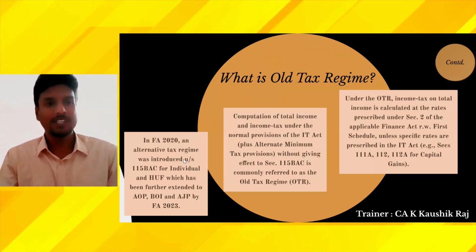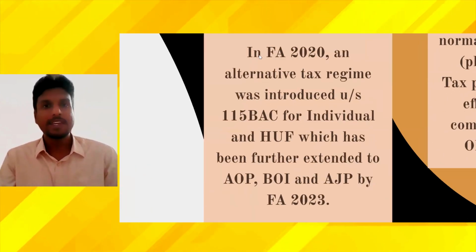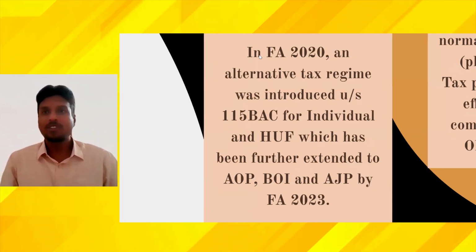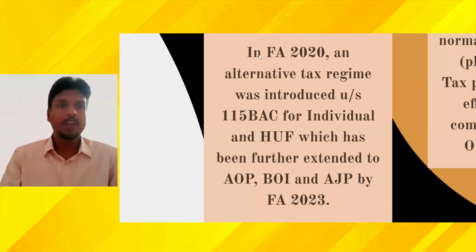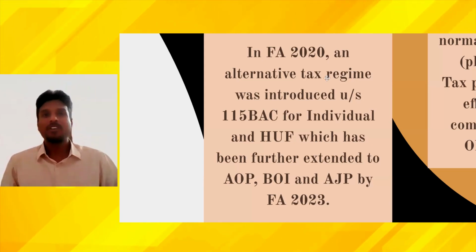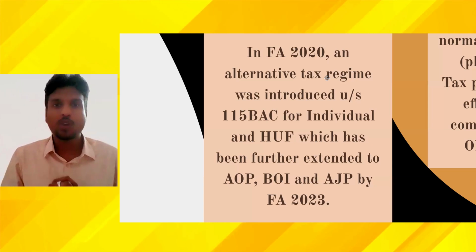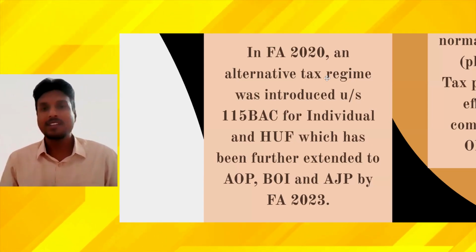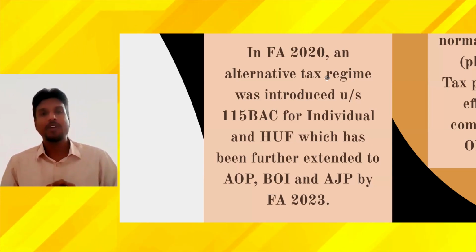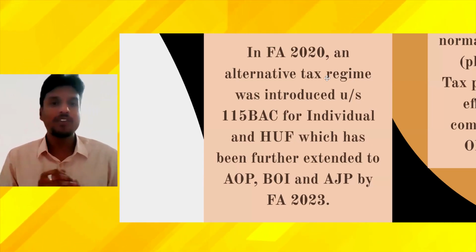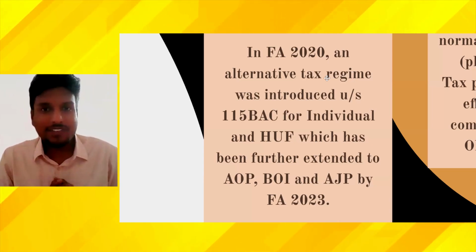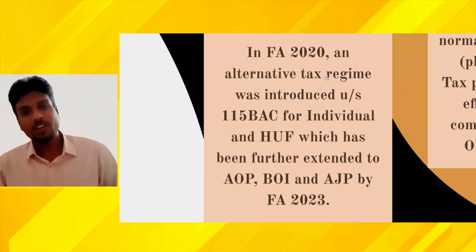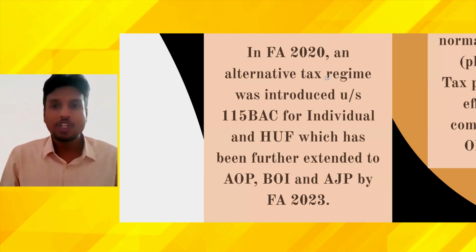Like I said, in the Finance Act 2020, for the first time they came up with a concept called the alternative taxation regime, which was introduced by way of a new section known as Section 115BAC. This was applicable to individuals and HUF, and this alternative tax regime was further extended to the association of persons, body of individuals, and the artificial juridical person by the Finance Act 2023.